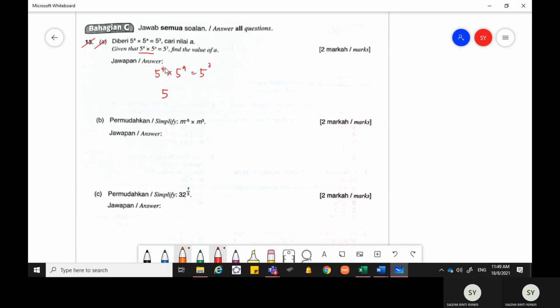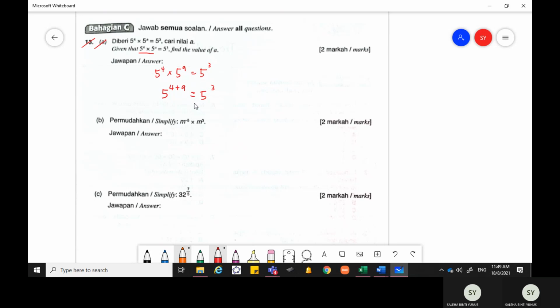So what happened to the power? Just add up. 4 plus A. 4 plus A is not equal to 4A. Okay, bila tambah tolak ni, kita hanya boleh buat untuk like term saja. So 4 and A is unlike term. So tak boleh nak combine jadi 4A. 4A itu adalah 4 darab A. Okay, so sekarang dah ada kiri kanan dah ada satu je base 5.